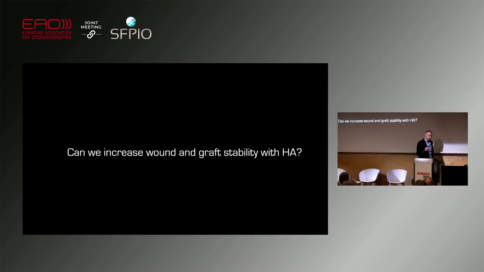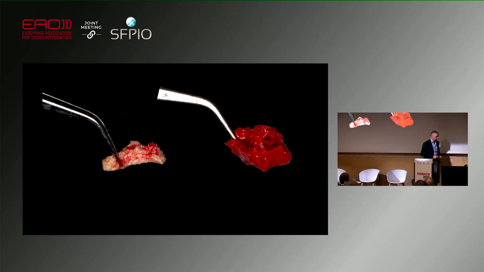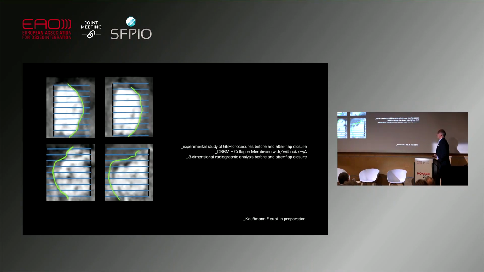But then we also saw one point which I told you in the beginning: there is a different mechanical stability when we add hyaluronic acid to our bone grafts. This matters for us as clinicians because it's quite important to have a good container for our GBR material. And probably this is what we see. We see a clotting of this DBBM material. And my colleague Frederick Kauffmann did a series of in vitro studies.